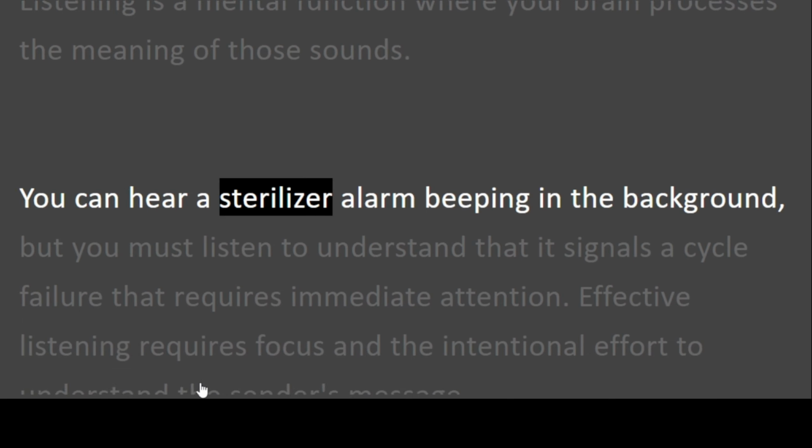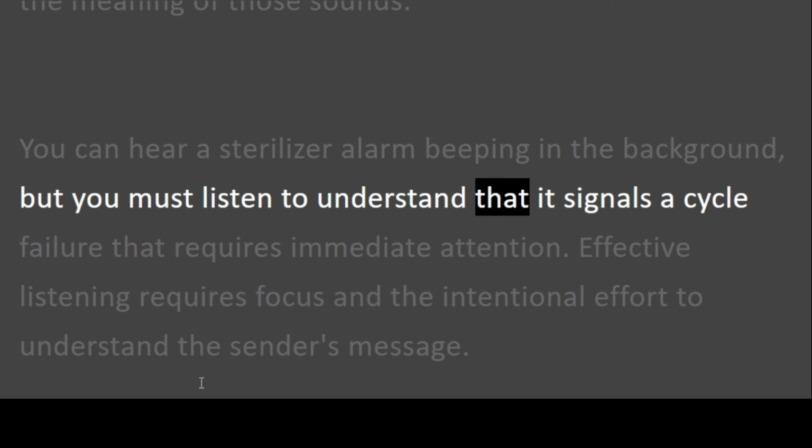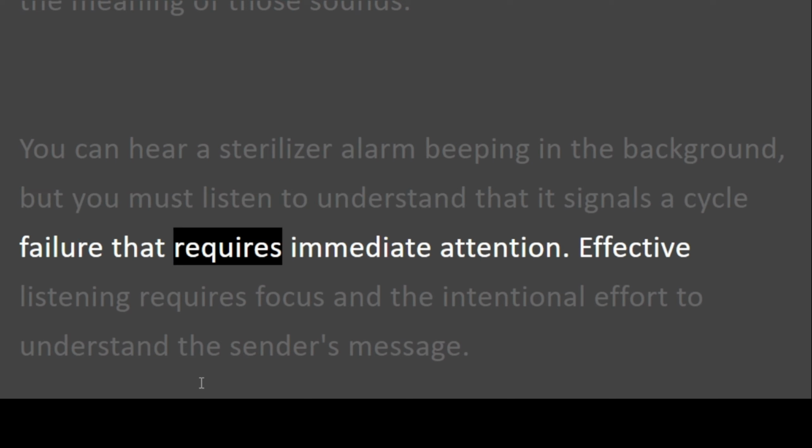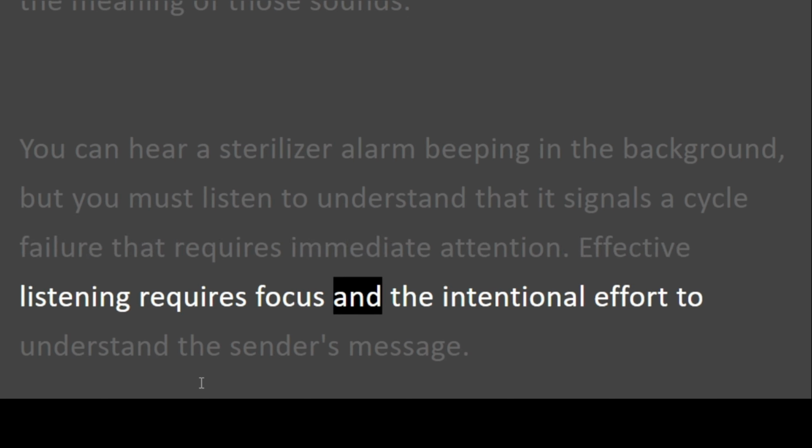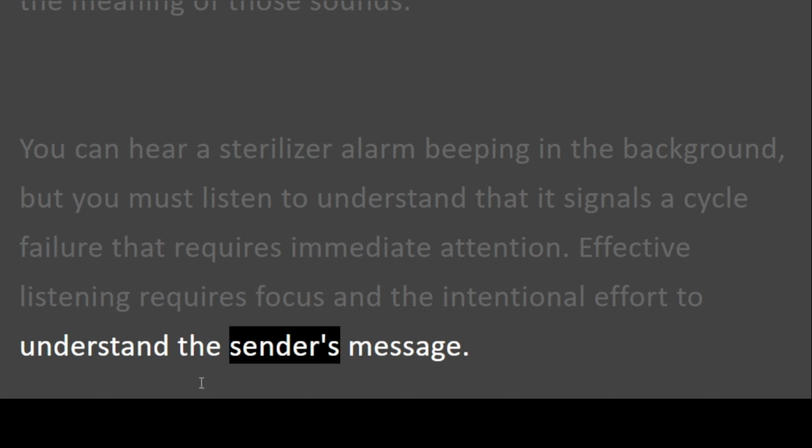You can hear a sterilizer alarm beeping in the background, but you must listen to understand that it signals a cycle failure that requires immediate attention. Effective listening requires focus and the intentional effort to understand the sender's message.